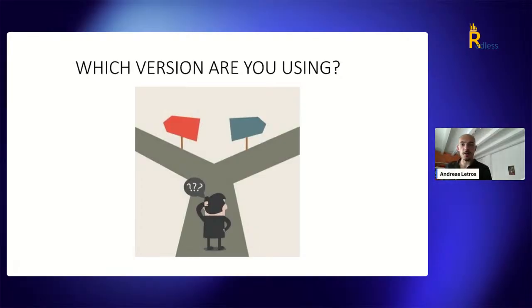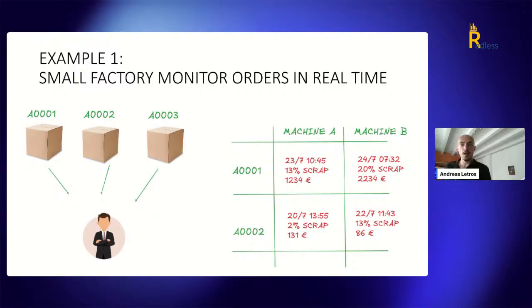So, first example: we're talking about a small factory that monitors orders in real time. I am the plant manager of a very small factory and I just want to know where my orders are, in which machine. I have orders 1, 2, 3. Basically, I want to monitor how much scrap I'm producing per machine, per order, how many euro I lose per scrap, and when the order entered its machine.